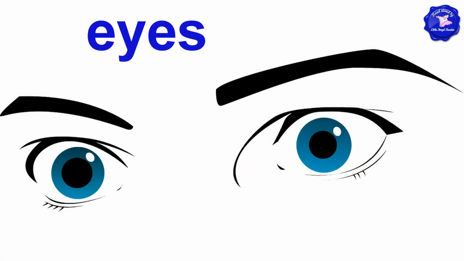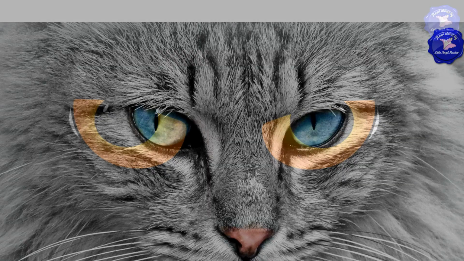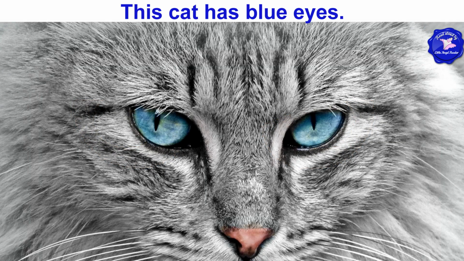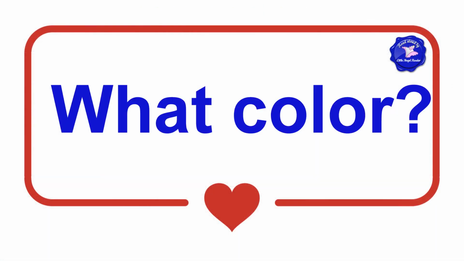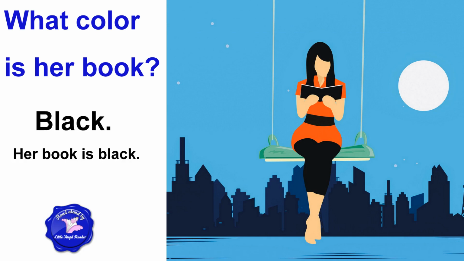Eyes, eyes. Orange eyes, orange eyes. This cat has blue eyes. What color? What color is her book? Black. Her book is black.